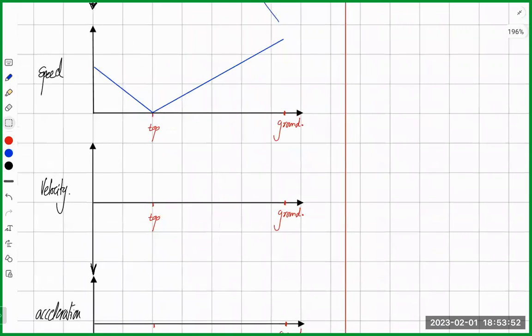What about the velocity-time graph? The velocity-time graph should look like this. And why is that?